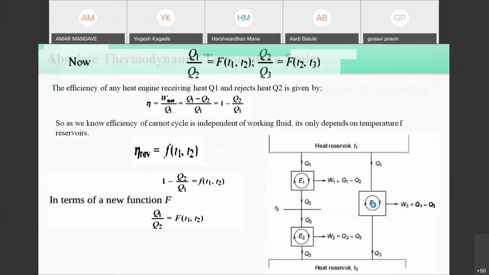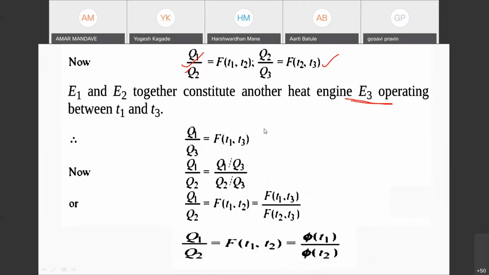So for the E3 engine, when we combine both of these engines, we can write down similar to this one. For the E3 engine, Q1 upon Q3, means the heat input upon the heat rejected, is a function of T1 and T3, the temperatures of the reservoirs. So based upon that, we can write down Q1 upon Q2 is equal to Q1 upon Q3 upon Q2 upon Q3.